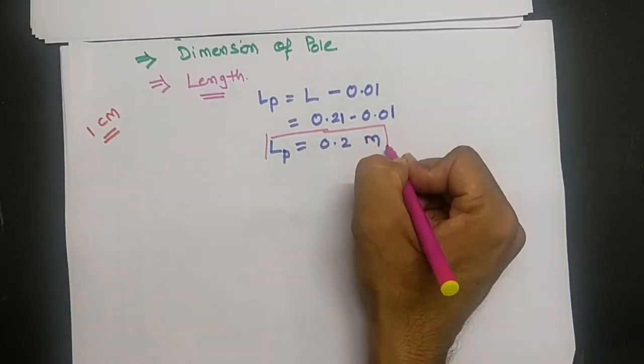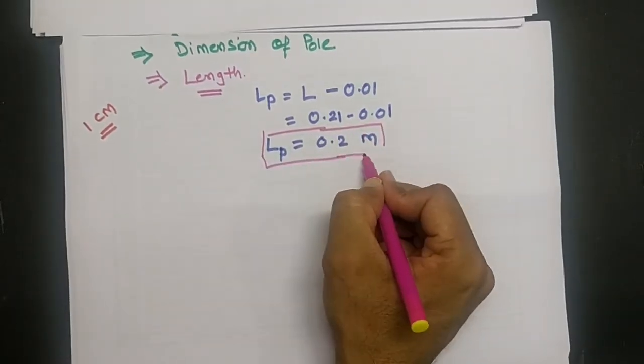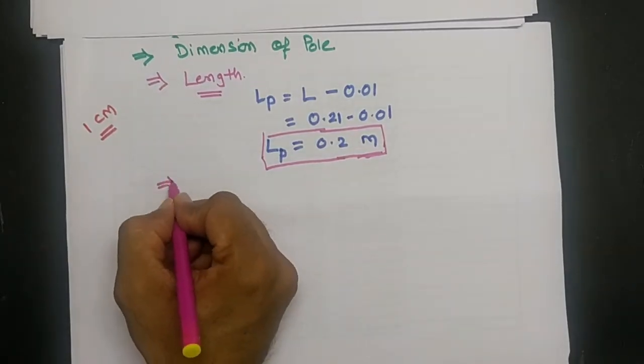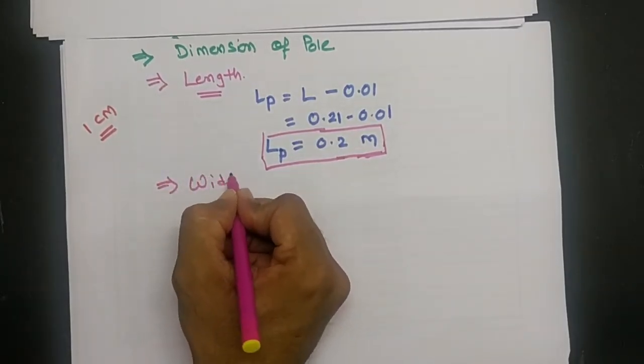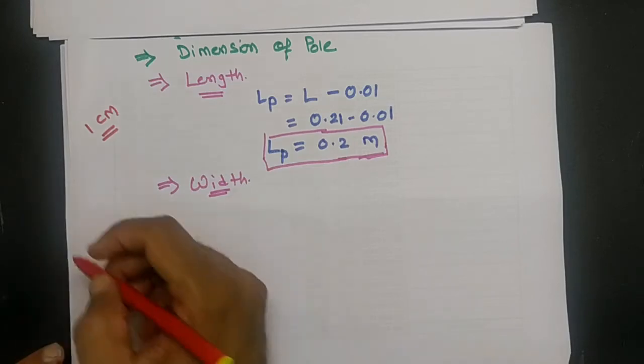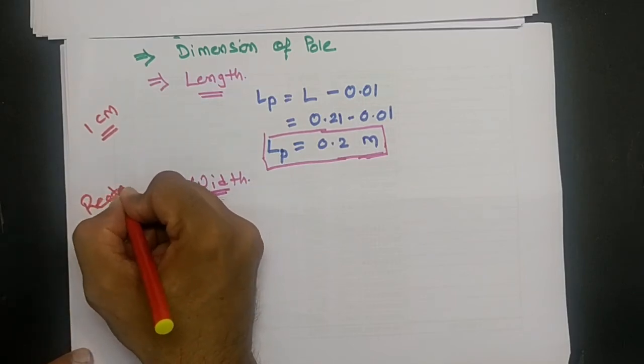Now the second part is the width of the pole. Now we know that we consider a rectangular pole, right? So we have assumed a rectangular pole.